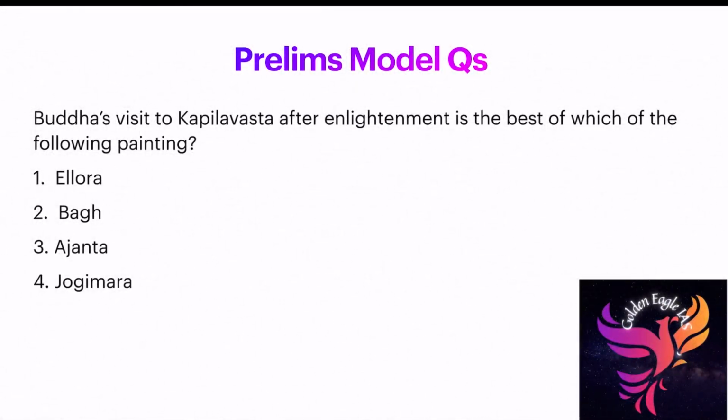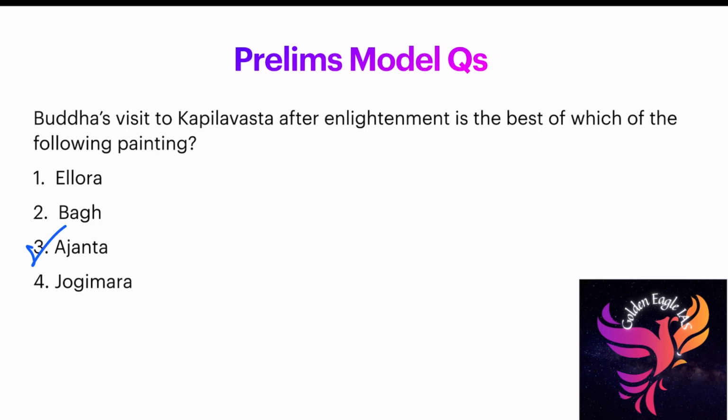Next question. Buddha's visit to Kapilavastu after enlightenment is depicted in which of the following? Answer is Ajanta. I'll give you the explanation. Especially in the paintings of Ajanta in cave number 17, it represents Buddha's visit to the door of Yashodhara in the city of Kapilavastu, while she herself has come out with her son Rahula to meet the great king.